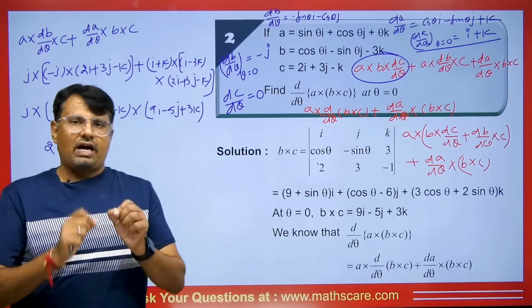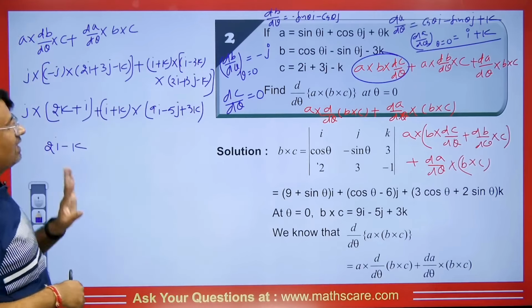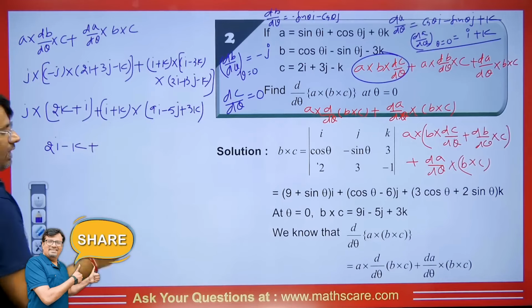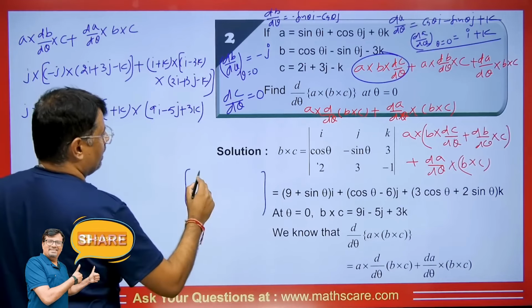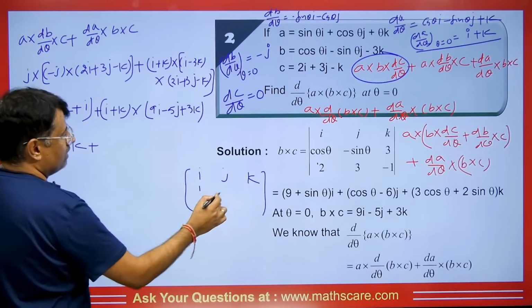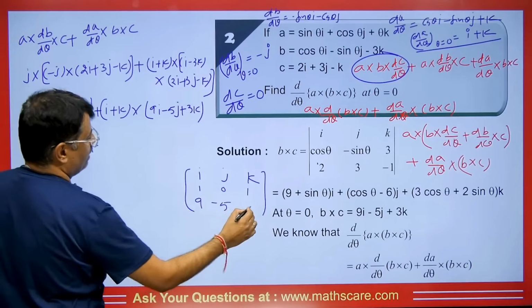We need to pay attention here. I cross J is K. K cross I is minus J. Minus K, right? We need to pay attention, clear? Moving forward, let's calculate its product. We will make matrix here. What will we do? i, j and k. What is its coefficient? It's 1, 0 and 1, right? What is its coefficient? It is 9, minus 5 and 3.